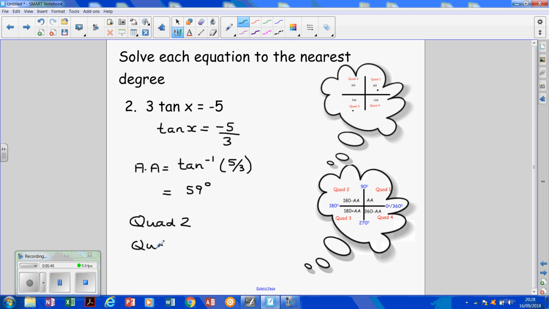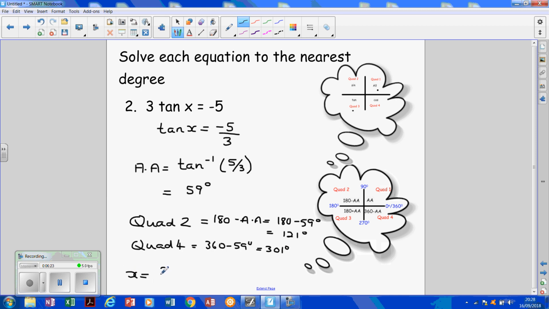Now we think about how we get into these two quadrants. So quadrant 2, back to this diagram, is 180 degrees minus the acute angle. So that will be 180 degrees minus 59, and that will turn out to be 121. And quadrant 4 is 360 minus the acute angle, which is 59 degrees, and that one will turn out to be 301 degrees.